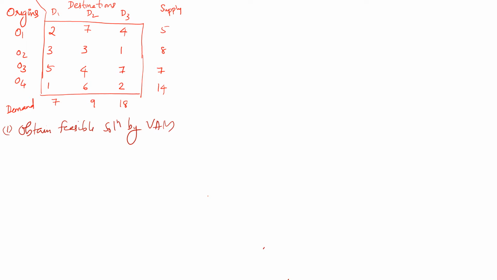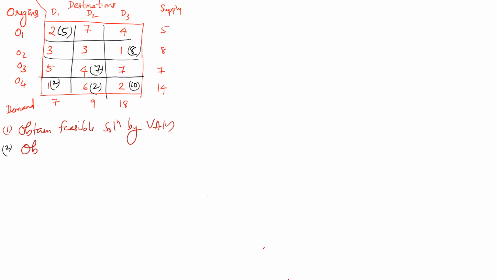For time being, I am copying the solution for that, so that it will be easy for me. You can see the last video to know how I make these allocations. This will be 7, this will be 2, this will be 2, again this will be 10. So the first step was to obtain the feasible solution by VAM, and now we obtained the feasible solution, right? Now the second step is to obtain optimality equations.